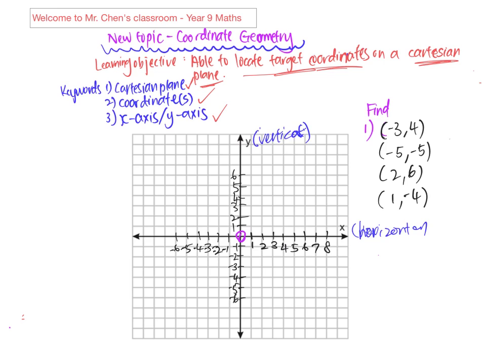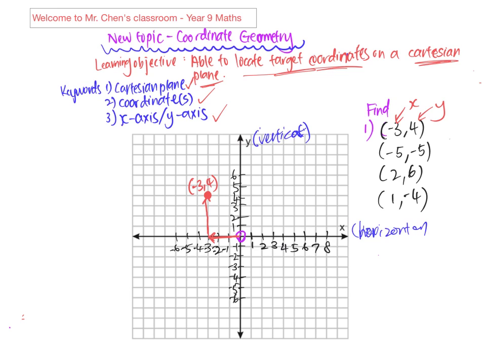So negative 3 and 4. That means straight away it tells me your x coordinate is negative 3 and your y coordinate is 4. So straight away it tells me I have to go to the left from the origin, three grids away from the origin to the left, and also go up 4 grids because it is positive. So my answer is this right here. That is my negative 3 and 4.